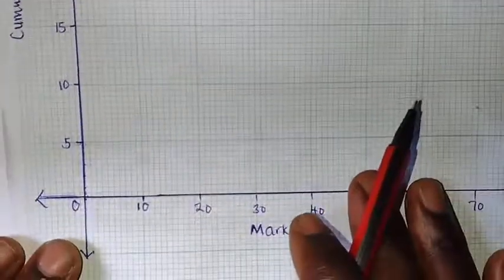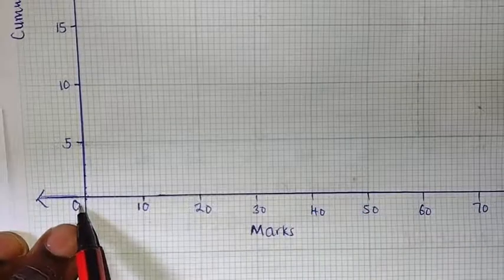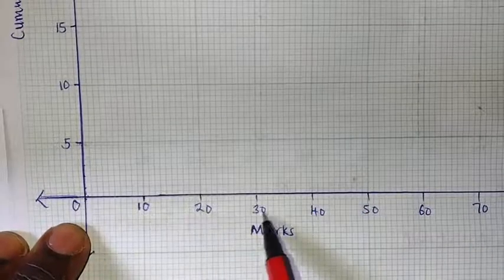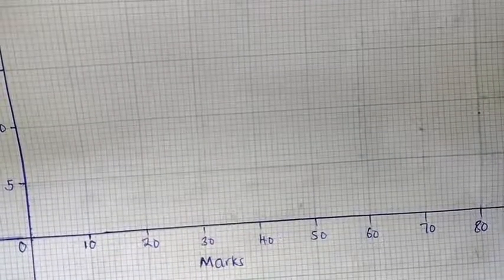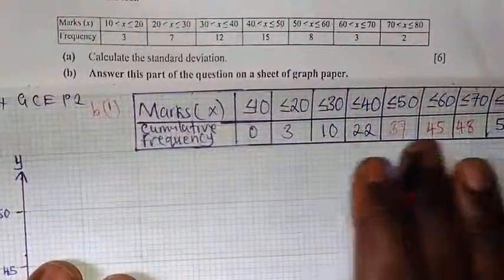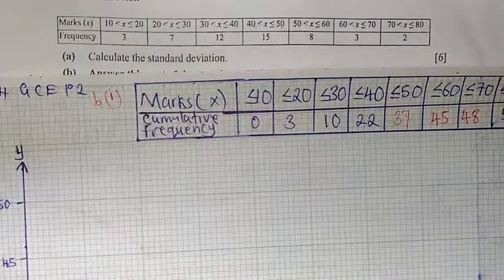Then in the x-axis, we are using 2 centimeters to represent 10 units. So from 0, 10, 20, 30, 40, 50, 60, 70, up to 80, like this. So I hope this is clear. We are using this same table to plot, so we can start plotting now.